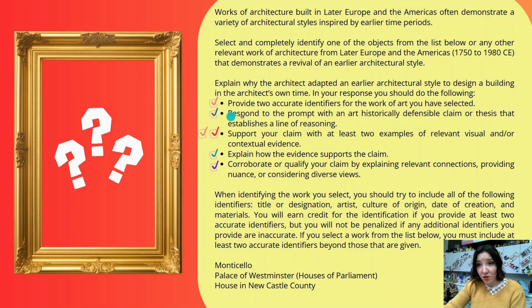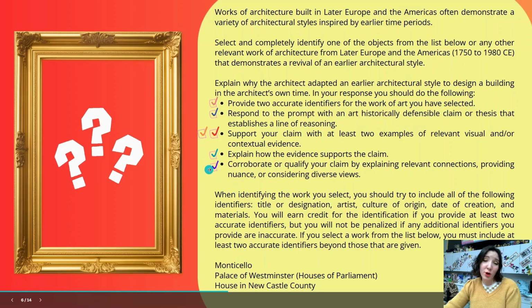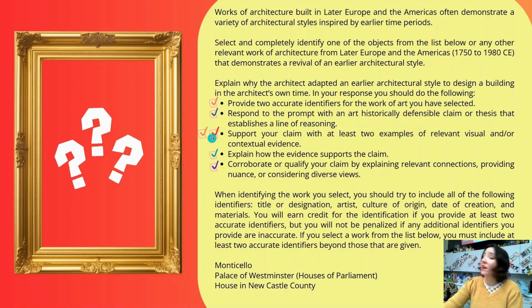The best way to do that will always be the architect adapted an earlier architectural style of blank to blah, blah, blah, blah. I'll show you the sentence starter in a little bit. But you want to specifically talk about what it's asking you to explain. If you are going off the cuff here and you're just like, Monticello is pretty, and then you talk about how Monticello is pretty for the entire thing, that's not going to be a defensible claim.